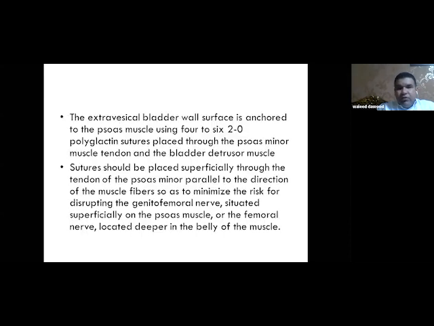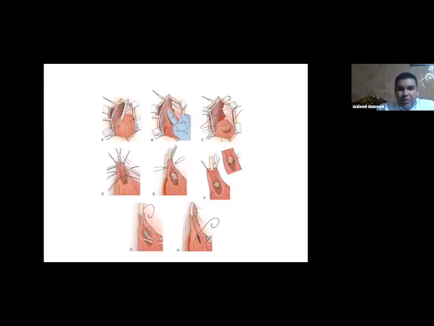The extravesical bladder wall surface is anchored to the psoas muscle with 4 to 6 2-0 sutures placed through the psoas minor tendon and the bladder detrusor muscle. Sutures should be placed superficially through the tendon of the psoas minor, parallel to the direction of the muscle fibers, so as to minimize the risk of disrupting the genitofemoral nerve situated superficially on the psoas muscle or the femoral nerve located deeply in the belly of the psoas muscle. Okay, this is the psoas muscle and it's anchored here. And this is the flap and the ureter in a tunnel, and the flap is closed.